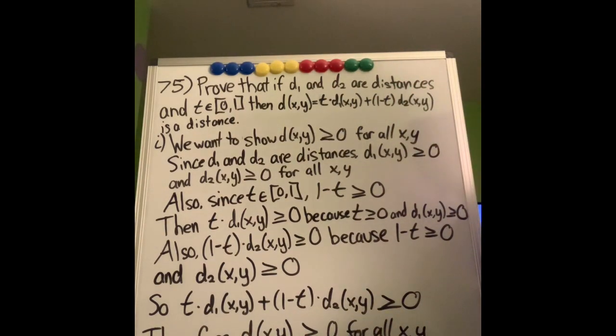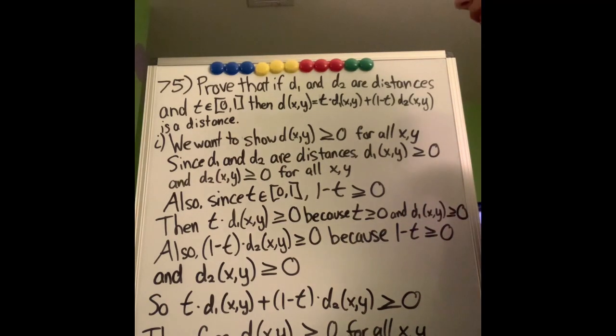So for the first condition, we want to show that d(x,y) is greater than or equal to 0 for all x, y. So we know since d1 and d2 are distances, d1 is greater than or equal to 0 for all x, y, and d2 is greater than or equal to 0 for all x, y. Also, since t is in the interval from 0 to 1, 1 minus t is greater than or equal to 0, and t is greater than or equal to 0.